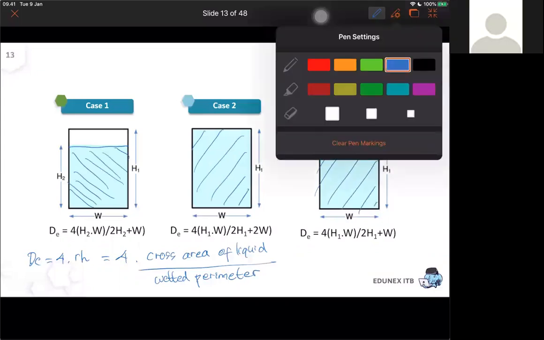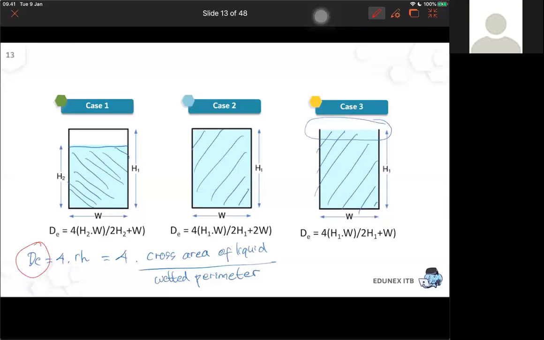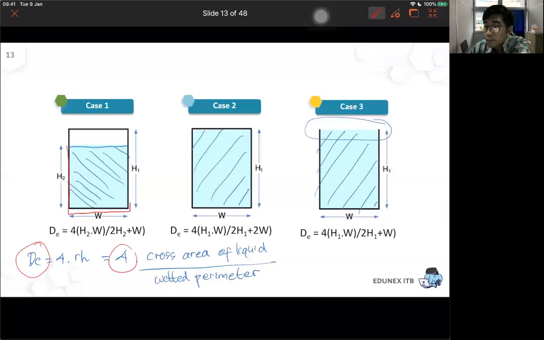Sir, the 4 there is part of the formula, right, sir? Yes. If you calculate the equivalent diameter, you need to add 4 times the hydraulic radius. Hydraulic radius is the cross area of liquid divided by the wetted parameter. So equivalent diameter will be 4 times this one. And for the first case, the wetted parameter is only this one, because that's the part of the cross-section of the pipe that has contact with the water.